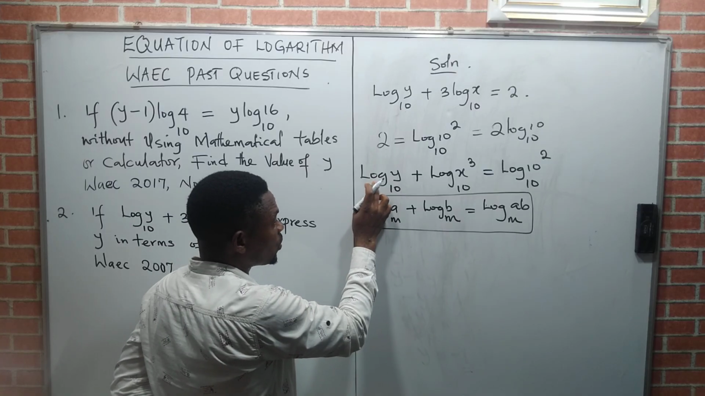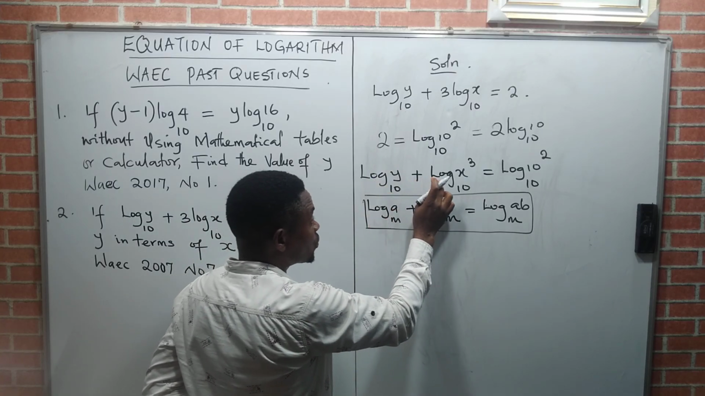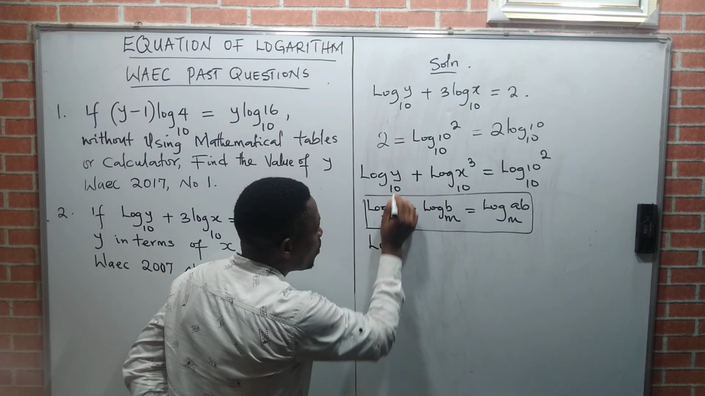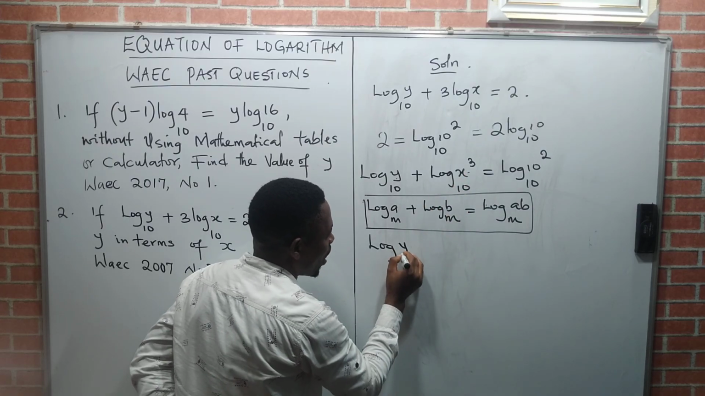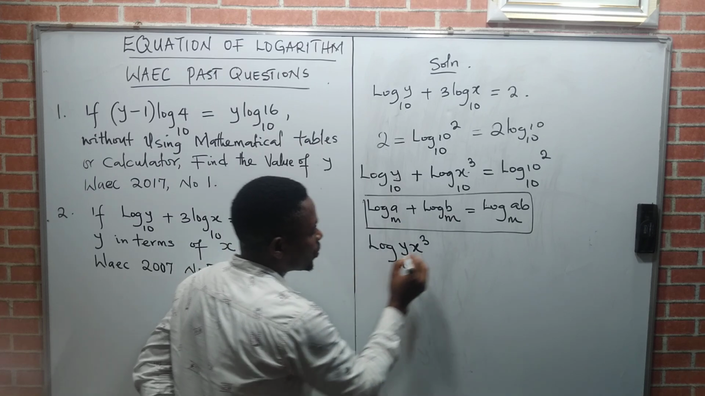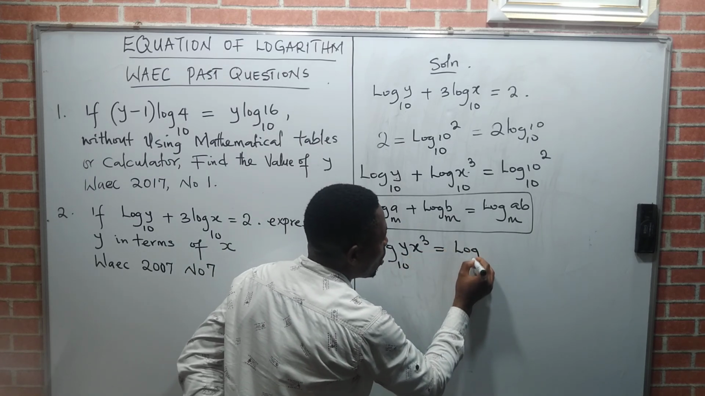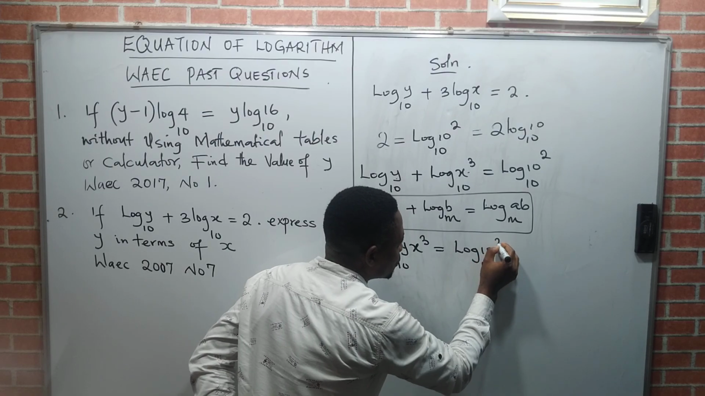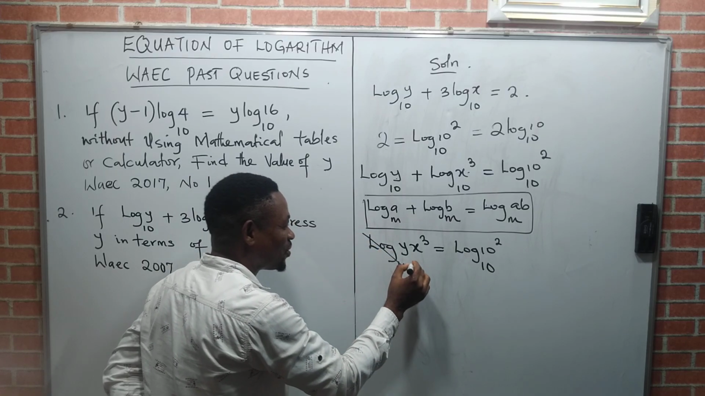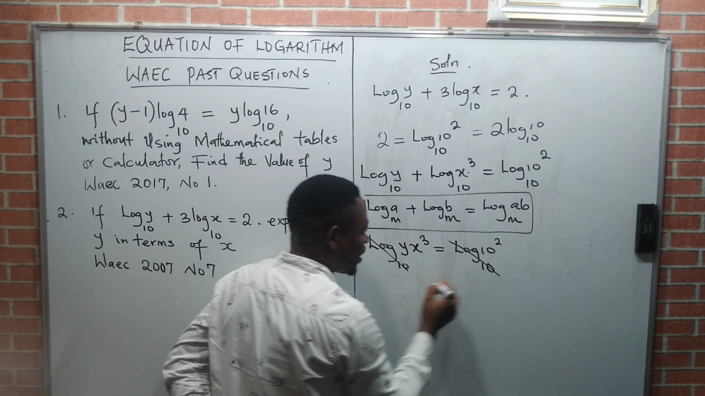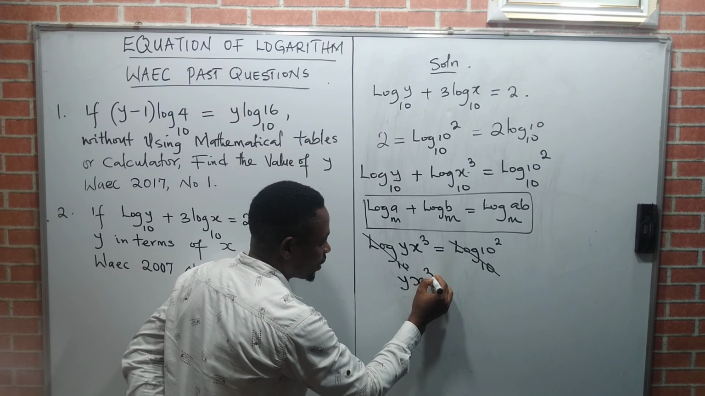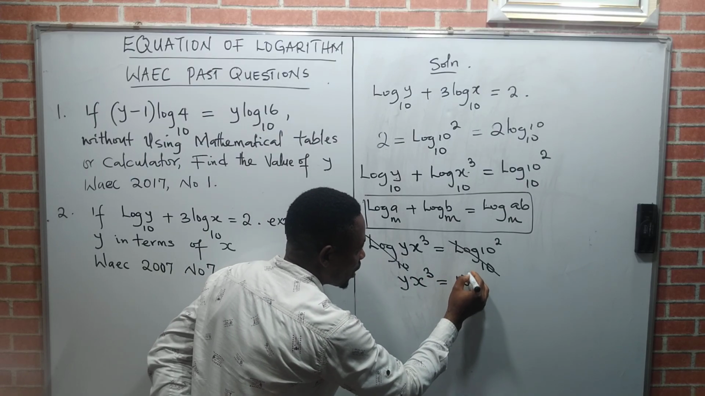Yeah, let's go. This is log y to base 10 plus log x to power 3 to base 10. So it will now become log of y times x to power 3, is y x to power 3, all in base 10. Are you with me? So it's now equal to log of 10 to base 10 raised to the power of 2. Now can you observe this? Log base 10 to the left, we cancel log base 10 to the right. Then what is remaining here is y x raised to power 3. Then it's now equal to 10 raised to power 2.